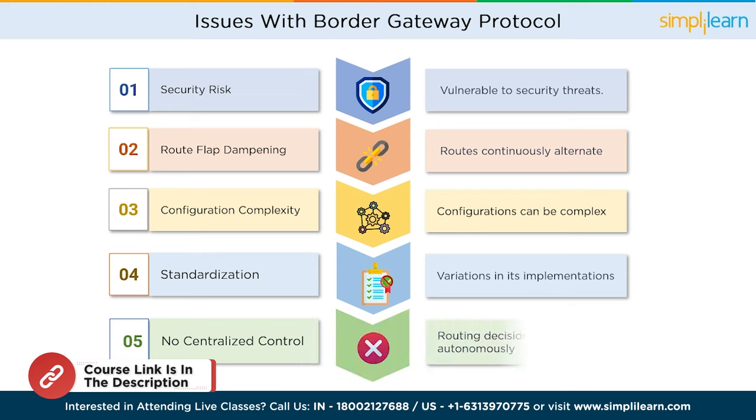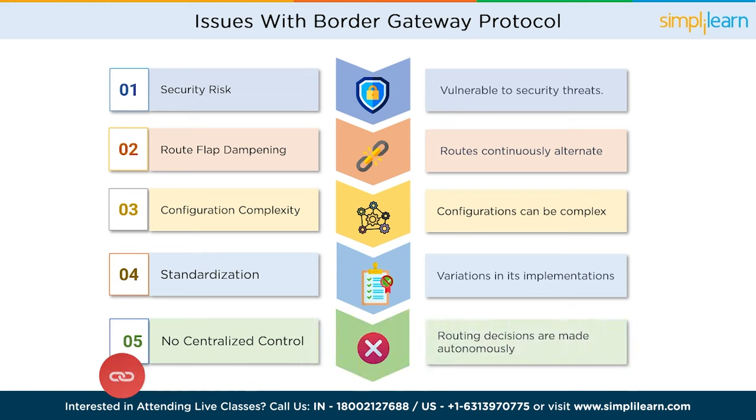Lack of centralized control. BGP operates on a decentralized model where routing decisions are made autonomously by routers. This lack of centralized control can make it challenging to enforce global routing policies or address routing inconsistencies.